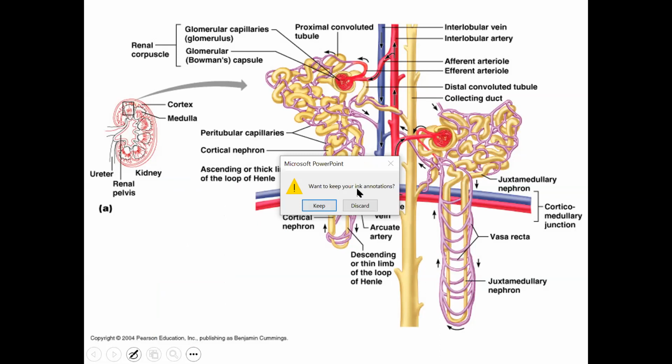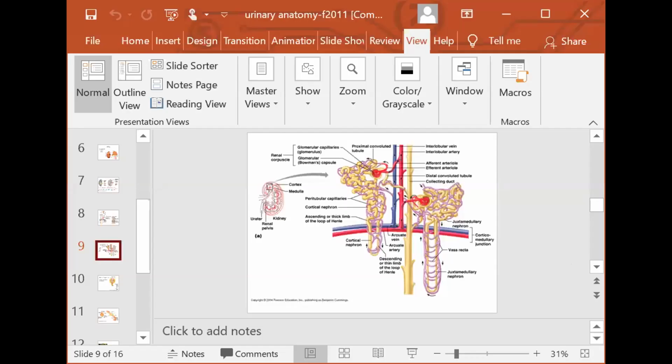Want to keep your ink annotations? No? Oops. Okay. Here we go.